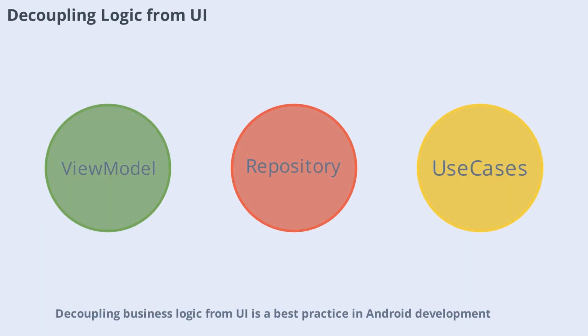Decoupling business logic from UI is a best practice in Android development. Use ViewModel, repository, and use cases to separate concerns, making your code more testable and maintainable. This approach allows for easier updates and reduces the risk of bugs. By keeping logic independent from UI, you ensure your app remains robust and adaptable to changes.